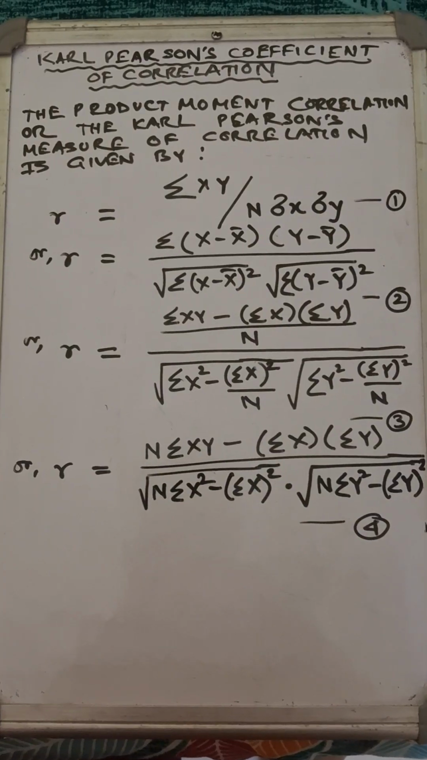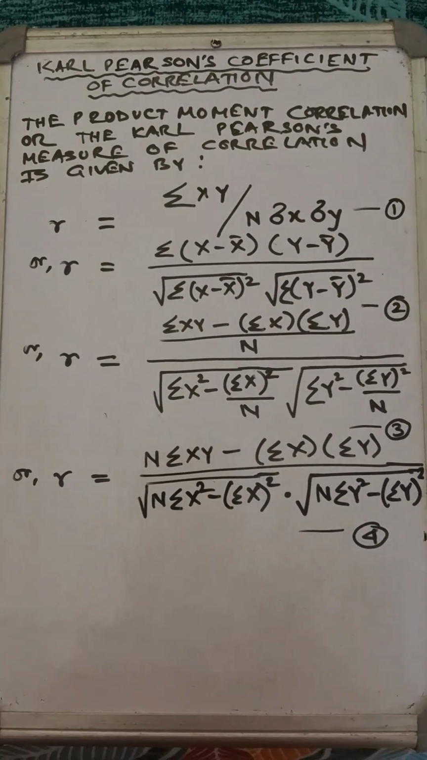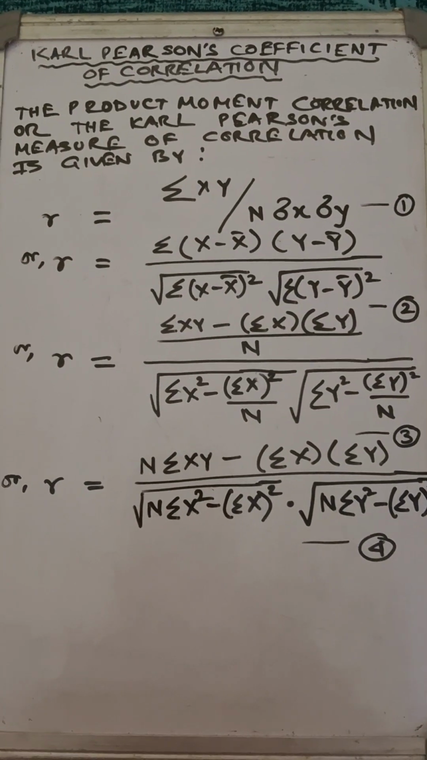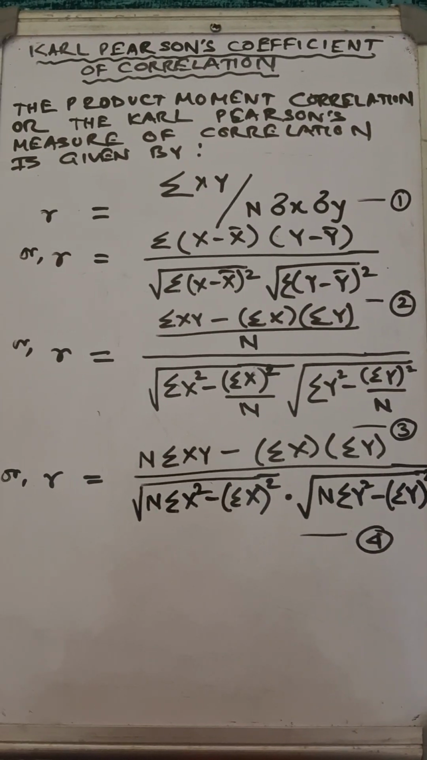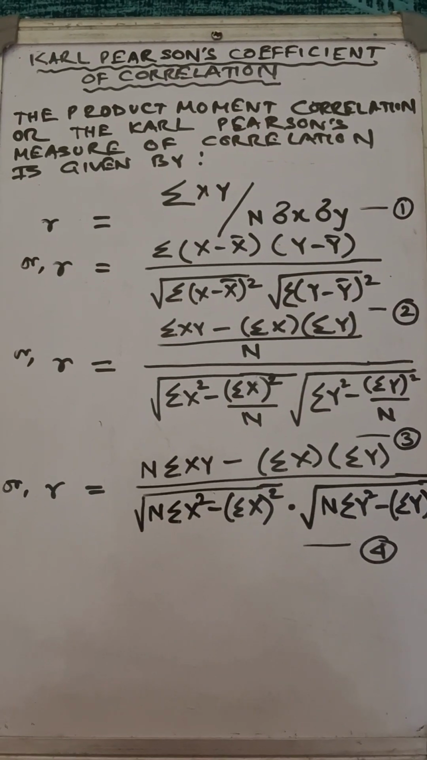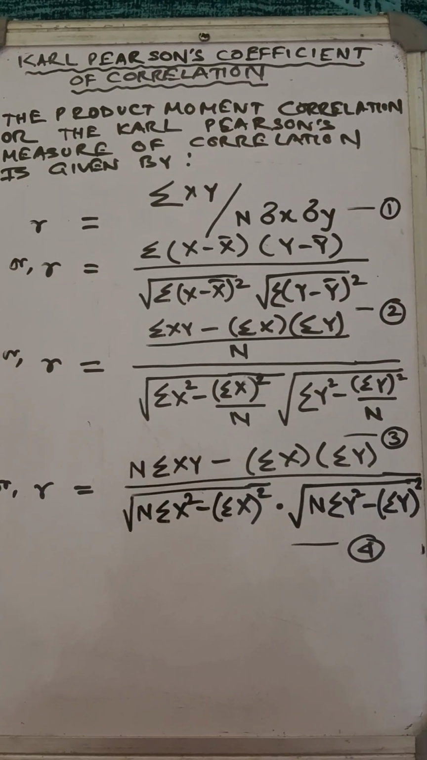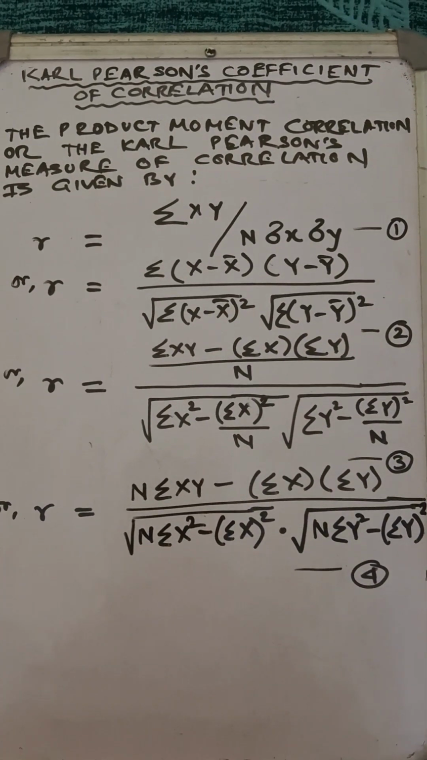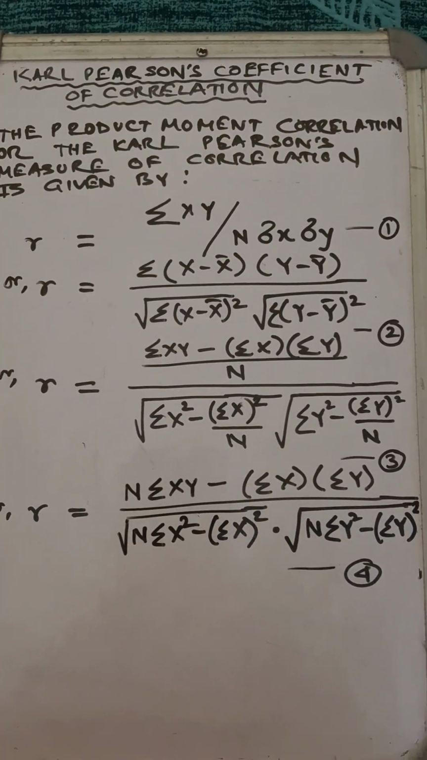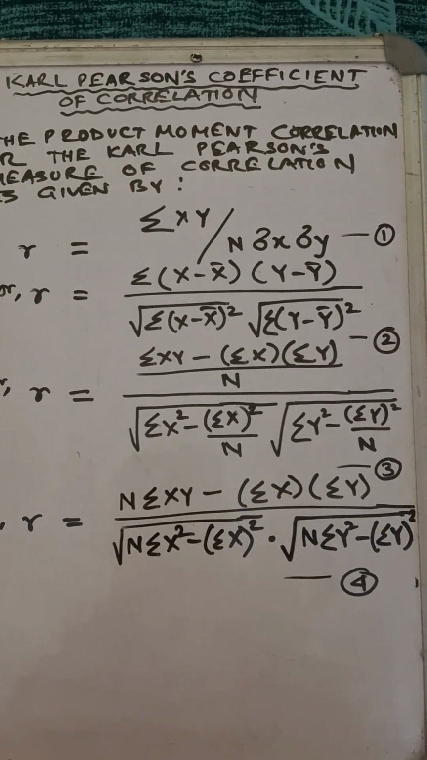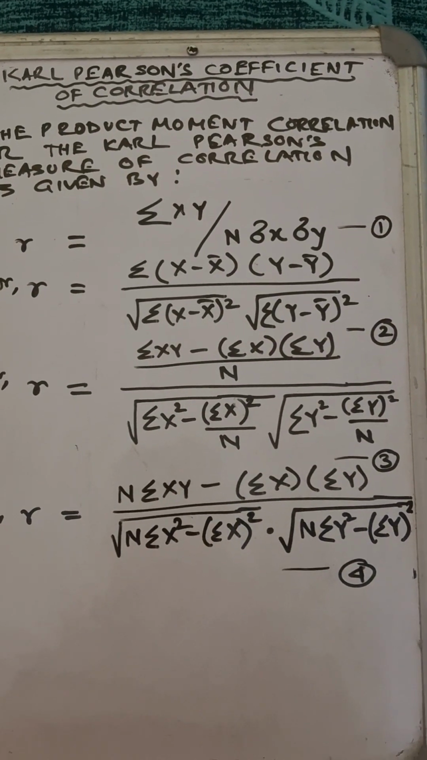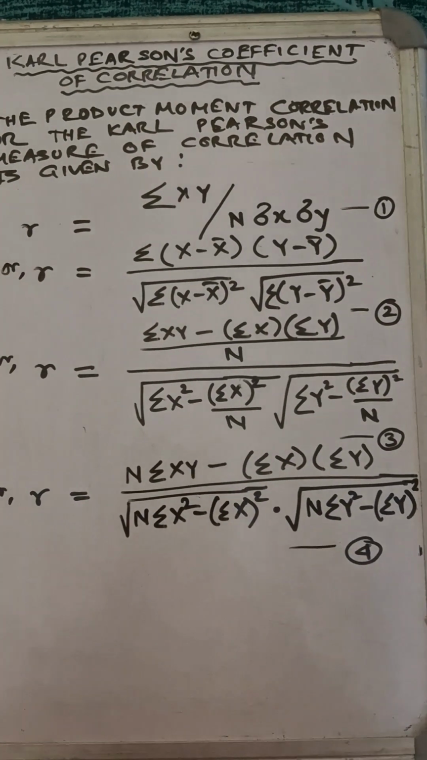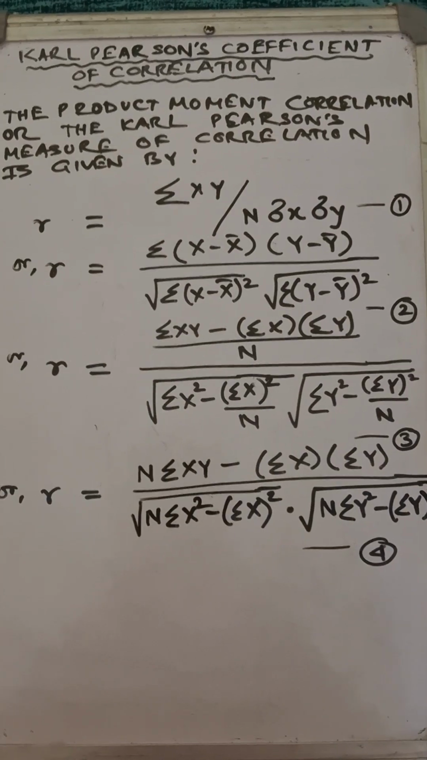Next is the product moment correlation, or Karl Pearson's measure of correlation. We understand the formula of calculation. It is denoted by r. So r is equal to summation of xy by n into sigma x and sigma y, that means the standard deviations of x and y. And r is then equal to summation of x minus x bar into y minus y bar by root over summation of x minus x bar the whole square into root over summation of y minus y bar the whole square.